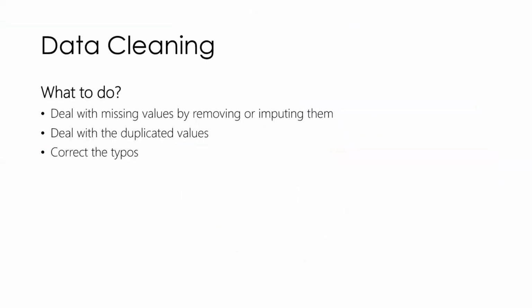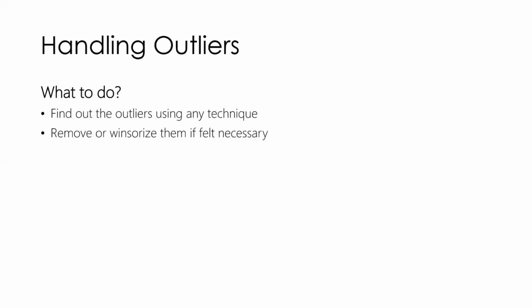In the task of data cleaning, what we have to do is to deal with missing values by removing or imputing them. And then we will also deal with the duplicated values, and we will also correct the typos and mistakes. Next, we have the handling of outliers, in which we will find out the outliers using any of the statistical techniques like IQR, which is Tukey's method, or we can also use box plots. And then we have to remove or winsorize the outliers if it's essential.